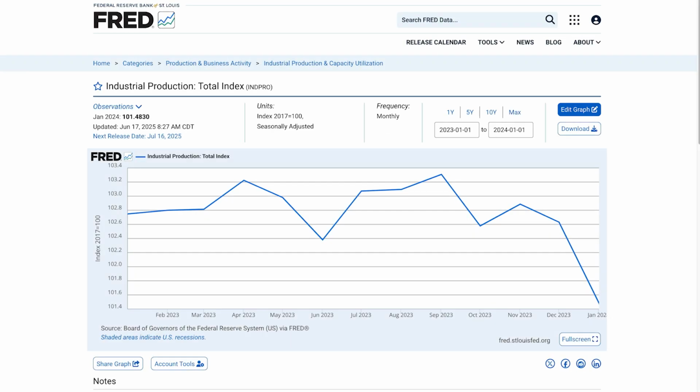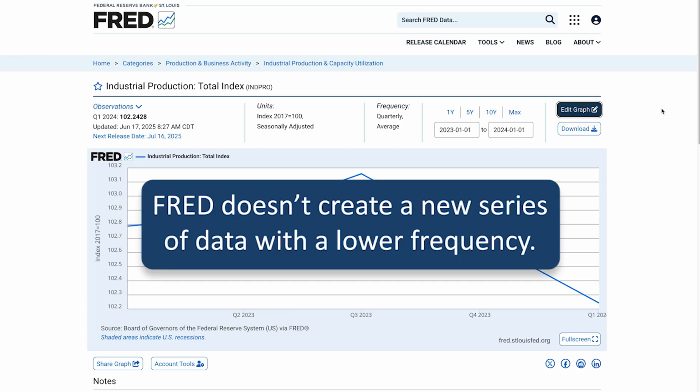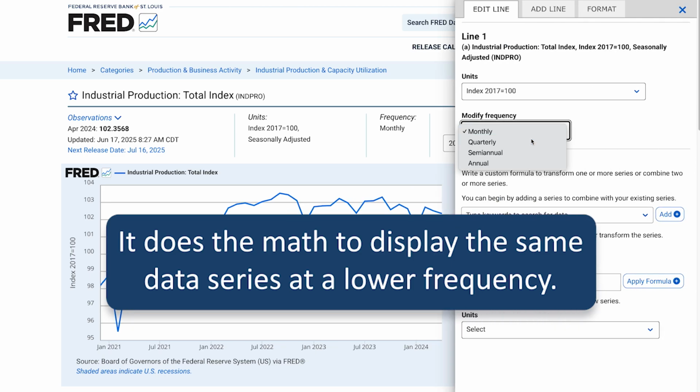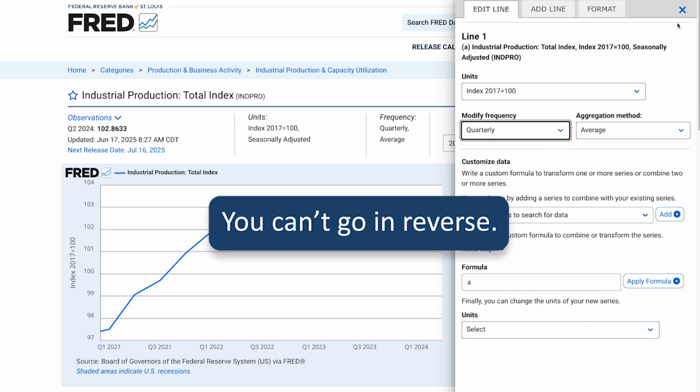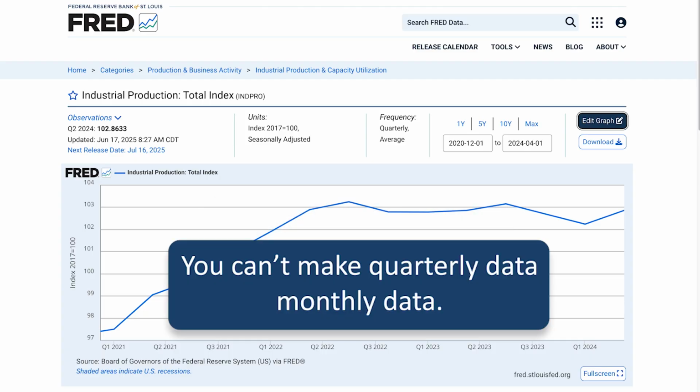For example, to turn monthly data into quarterly data, you combine 3 months' worth of data and assign it to a quarter. 2 important points to remember. Fred doesn't magically create a new series of data with a lower frequency. It does the math for you to display the same data series at a lower frequency, and you can't go in reverse. That is, you can't make quarterly data into monthly data.